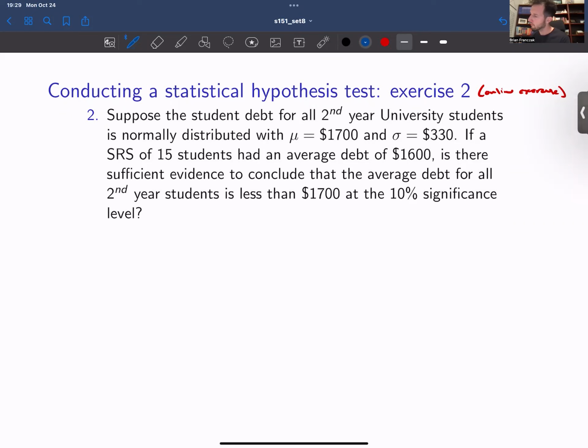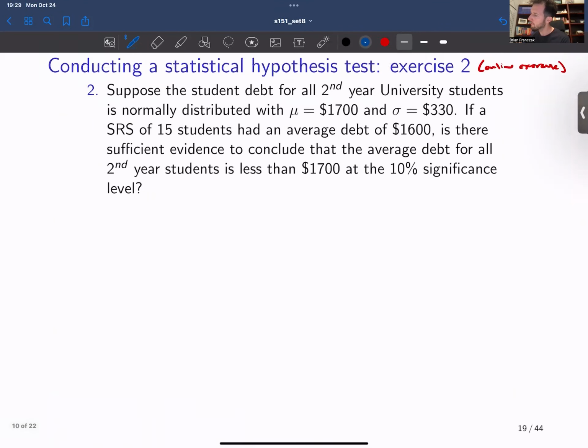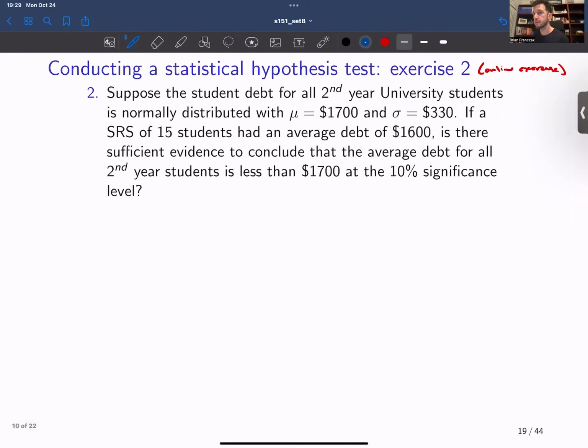In this video, we're going to work through exercise number 2 from lecture set 8, and that's on slide 19 of lecture set number 8. All right, so this is an example of conducting a statistical hypothesis test. The statistical hypothesis test can be performed in 6 steps. That's how I typically demonstrate it. And the testing procedure starts with an assumption check that is actually exactly the same as the assumption check that we had for the confidence interval procedures that we studied earlier.